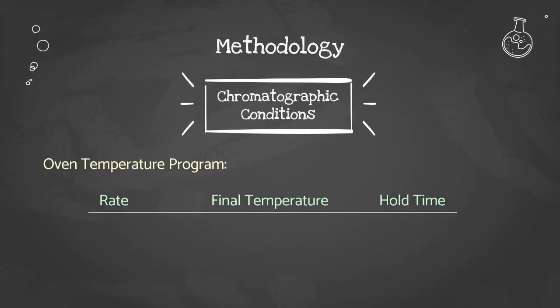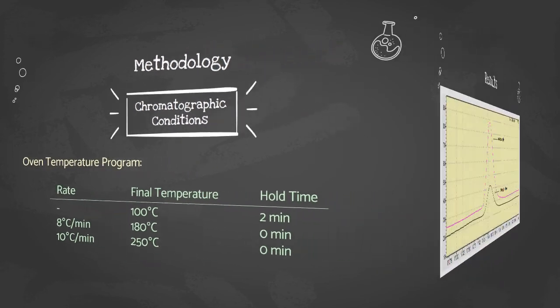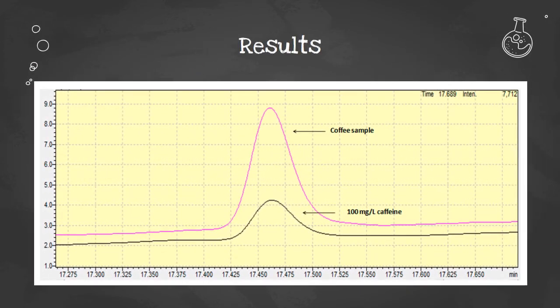The initial oven temperature, 100 degrees Celsius, was held for 2 minutes, then programmed to increase at 8 degrees Celsius per minute, to 180 degrees Celsius, and finally programmed to increase at 10 degrees Celsius per minute, to 250 degrees Celsius, where it was held for 0 minutes. As reported in the study, here are the superimposed chromatograms of caffeine, in a standard solution, and in a coffee grain sample.